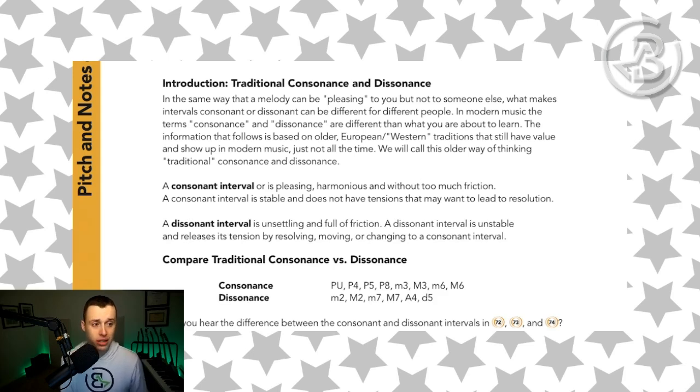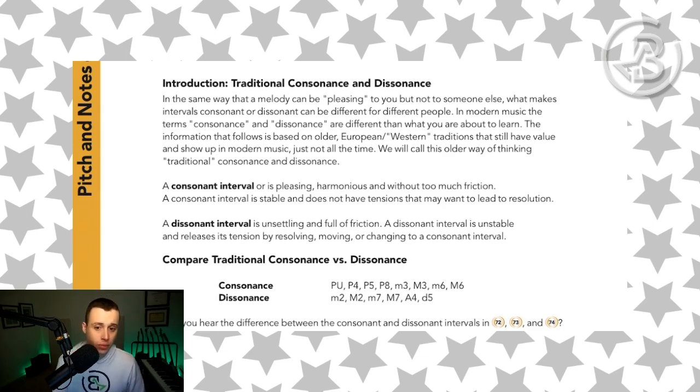And I say European because this was invented hundreds and hundreds of years ago, going back to a very old style of composition called counterpoint, which you will learn about more in later courses and books. So we're going to call this older way of thinking traditional consonance and dissonance, and we're going to learn about it because it's going to help you understand what's going on in modern music, even though modern music is not going to be so delicate and so gentle around the dissonance as traditional music was.